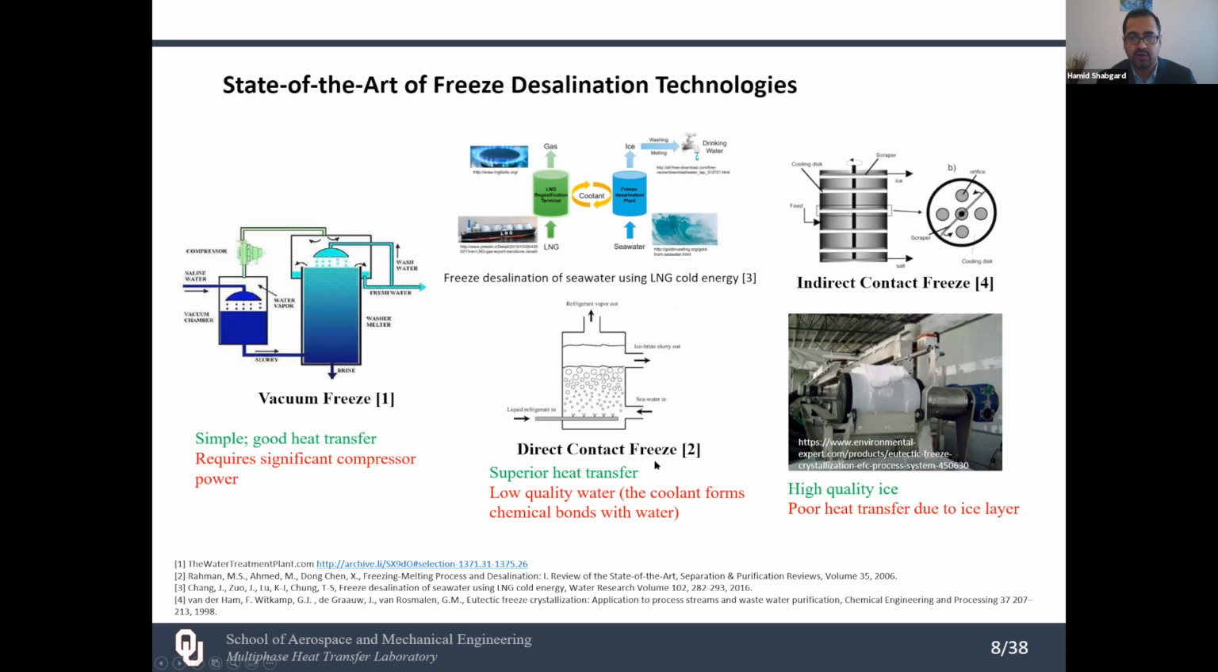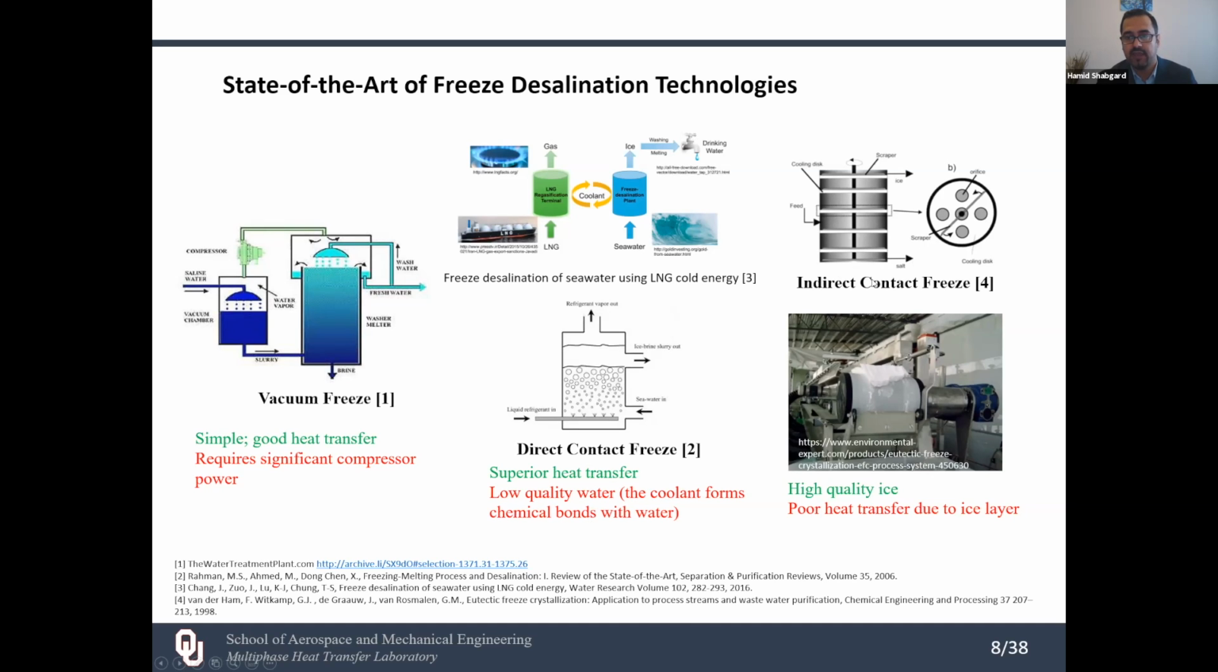Then we have direct contact freeze. In this method, people inject refrigerants into the brine. The refrigerant comes in as a liquid, and by absorbing heat from the brine, it evaporates, and at the same time, the brine would freeze. This has very good heat transfer, but usually the refrigerants used in this technology bond with water and form chemical compounds that basically deteriorate the quality of the water that you obtain from this technology.